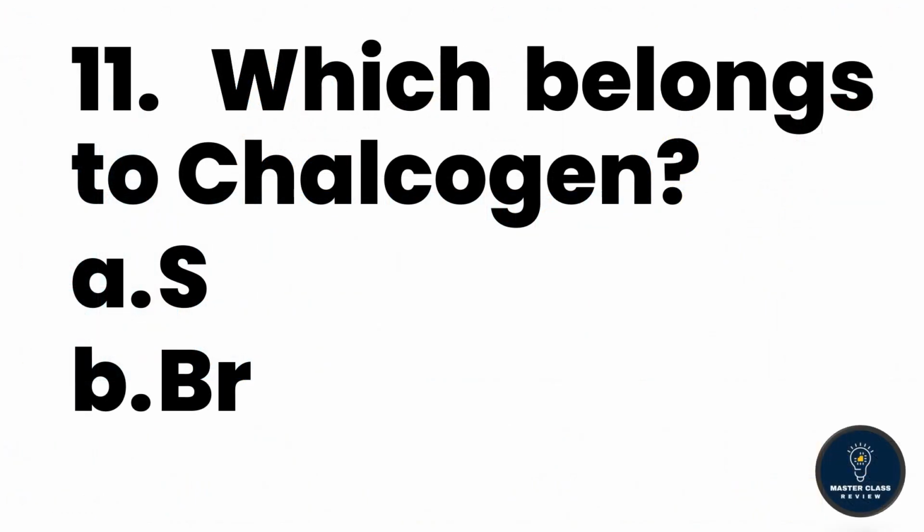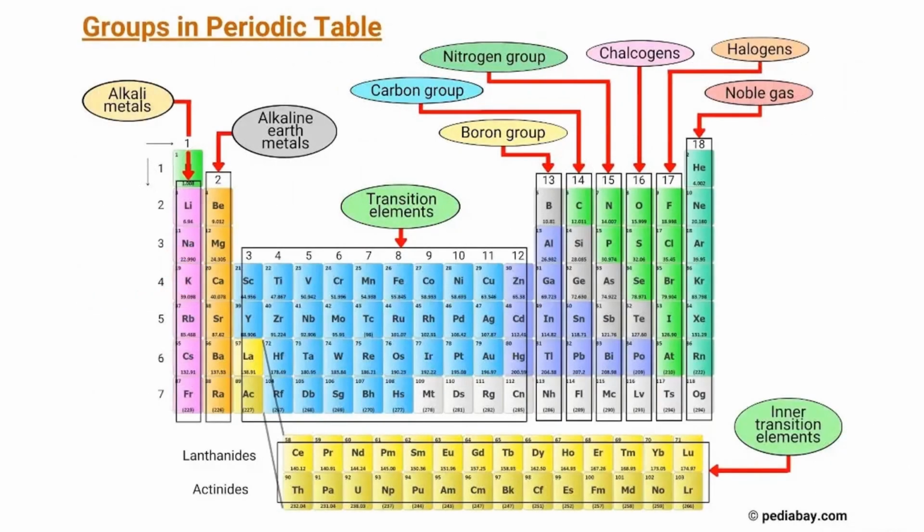Which belongs to chalcogen? Very good. It is sulfur. Do you still recall the families in the periodic table? What group number is chalcogen? Eyes here. You see, chalcogens are in group number 16, the family to which oxygen and sulfur belong. Bromine is a halogen.